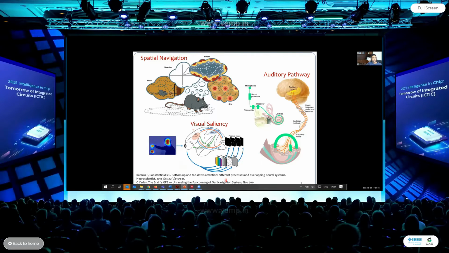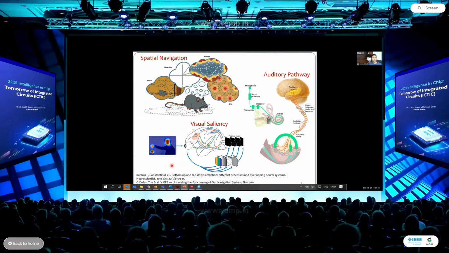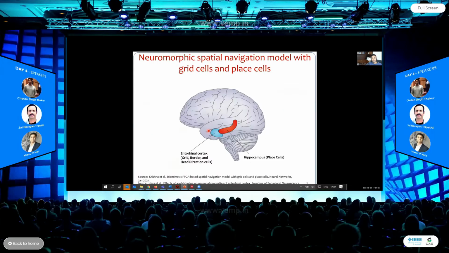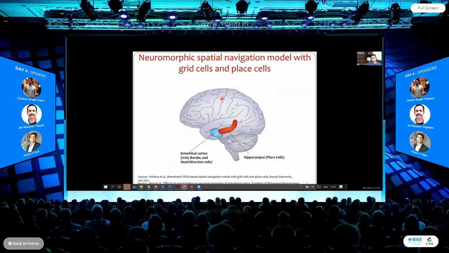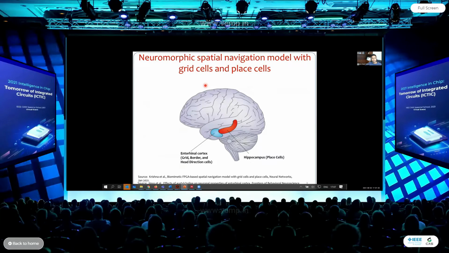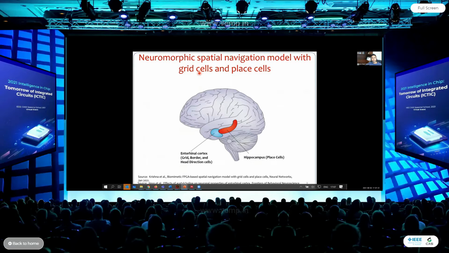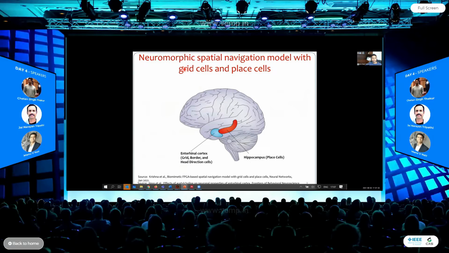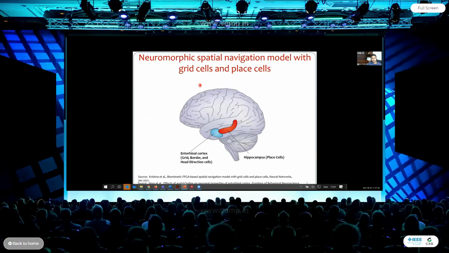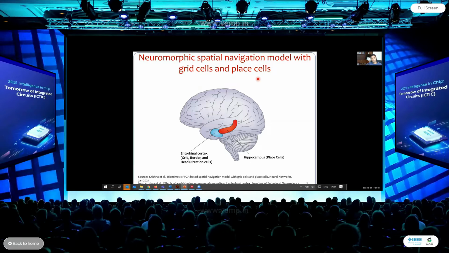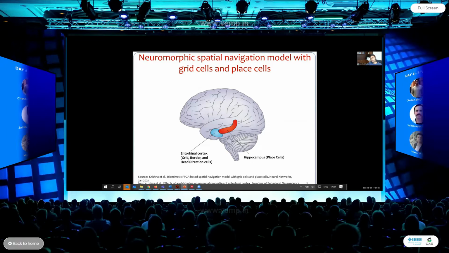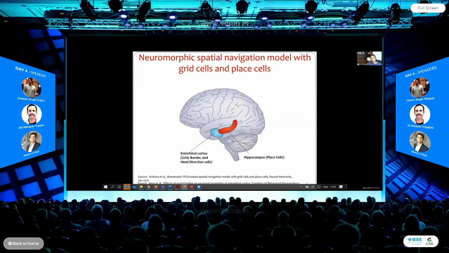Okay, so I will be focusing on spatial navigation and auditory pathway today, as I said. So let's go deeper into the first system, which is the spatial navigation system. The two most important cells which help to build the spatial navigation system in mammals are grid cells and place cells, and it comprises multiple brain regions, including the hippocampus and entorhinal cortex.